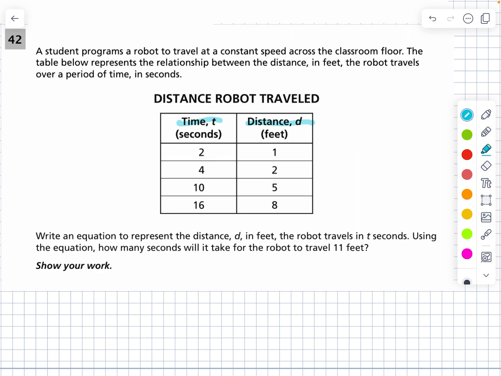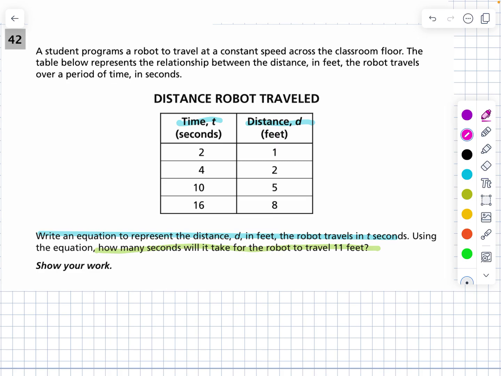So there's two parts to this question. Write an equation to represent the distance d in feet, and then the other part of it is, how many seconds will it take for the robot to travel 11 feet? So you're going to use whatever you come up with to figure out this second part. So first of all, write an equation to represent the distance d in feet the robot travels.